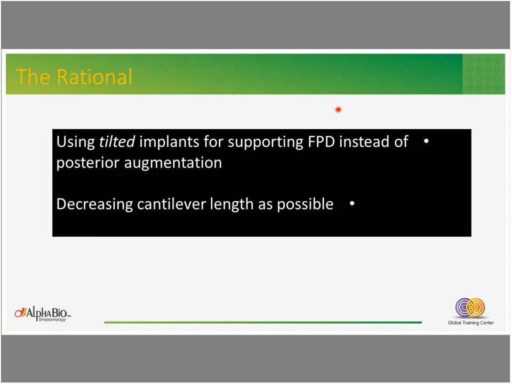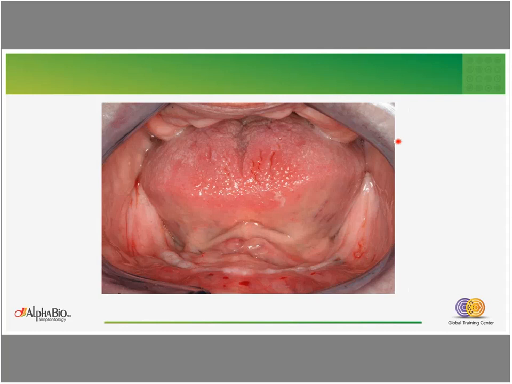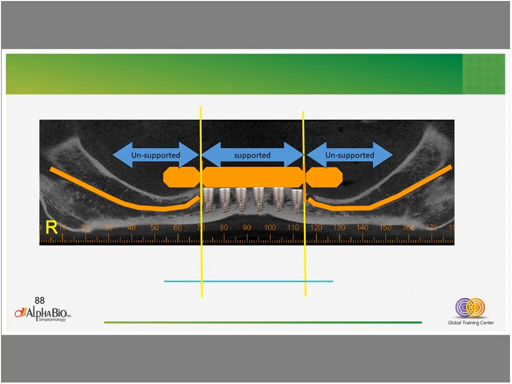This is the case with extreme resorption of the mandible. You can see that we have very limited height at the posterior area of the mandible. And we can design a fixed restoration where all the implants are placed at the anterior area and we have a short cantilever at the posterior area.